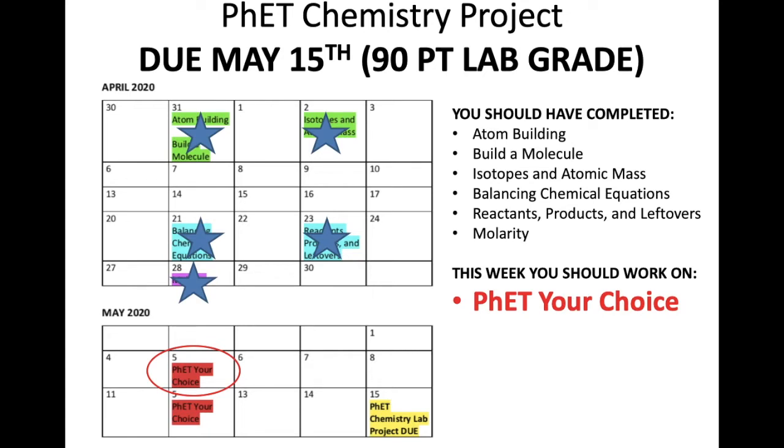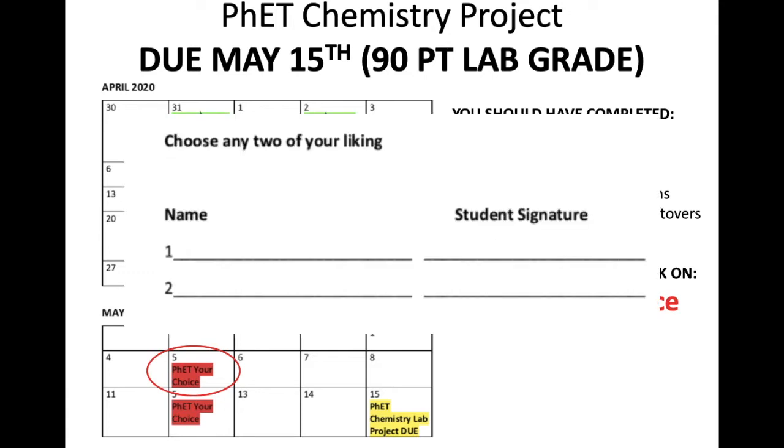You should have completed all of the PhETs that I've starred: atom building, molecules, isotopes, chemical equations, reactants, molarity, and now you're working on choosing 2 PhETs of your own. I'm not going to assign them to you for these last 2 PhETs. I want you to pick any 2 in the chemistry category that you want more information on. You see this on the bottom of your PhET sheet. You're choosing any of your liking.